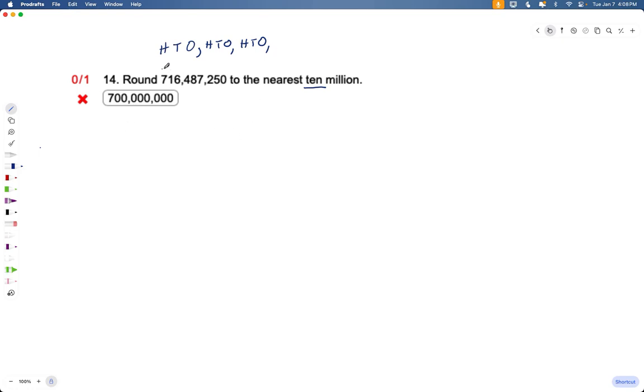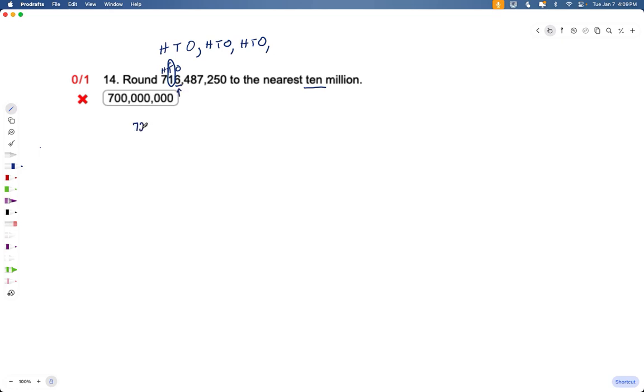So that would mean this is hundreds, 100 million, 10 million, 1 million. So the 10 million place is right here. So that's what we're looking at. We're looking at this 1, right? This is the number that gets rounded. Can we round it up? Is the number to the right 5 or more? It is. So that means we're going to go up. So that should be 700.